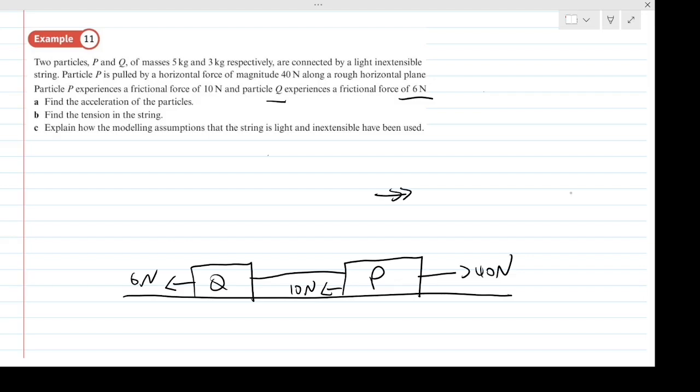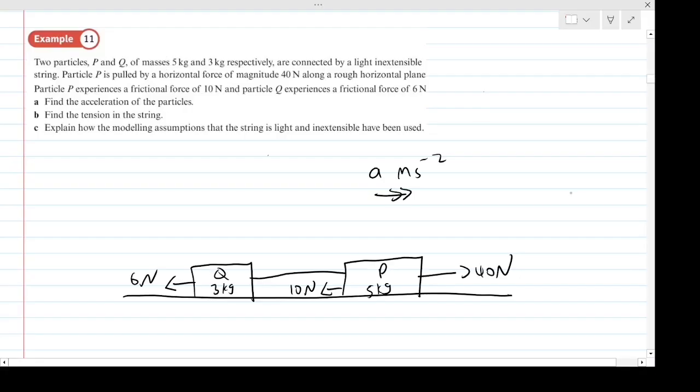There we are. And so talking about acceleration, that's what I want to work out. So I'm going to say it's A, meters per second squared, that's the acceleration A. I don't know what it is, but I'm just going to call it A. Now, again, the masses: P is 5 kilograms, and Q is 3 kilograms. There we are.